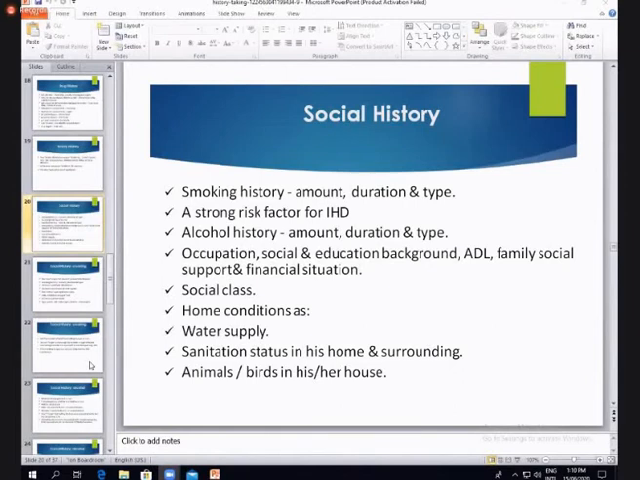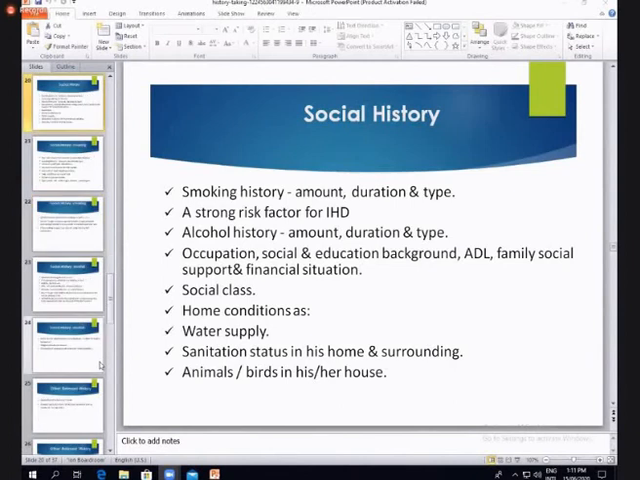So water and sanitation conditions, and pets: somebody who is allergic or asthmatic and has pets at home, this is a triggering factor. It is going to give you a clue towards your diagnosis. So the social history in terms of smoking, alcoholism, occupation, activities of daily living, financial support system, socioeconomic class, sanitation and hygiene maintained by the family members, type of water used, and whether there are any pets at home. These individual points are going to give you a clue towards your diagnosis.